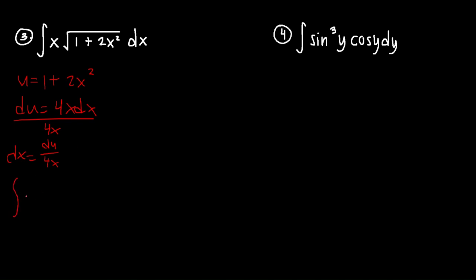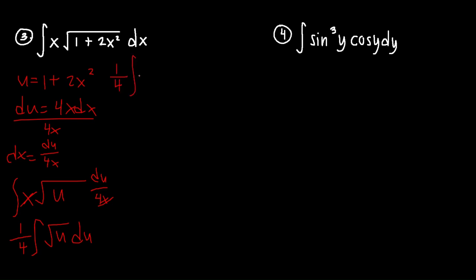Okay, now we can replace dx with du over 4x. So x times square root of u du over 4x. And then we can just cancel out the x. You are left with 1 over 4 du. Since 1 over 4 is a constant, you can put that aside onto the left side of the integral, and then you can just have square root of u du. And square root of u is just u to the power of 1/2. So once again, we can write this as 1/4 u to the power of 1/2 du, and then just apply the integral operator.